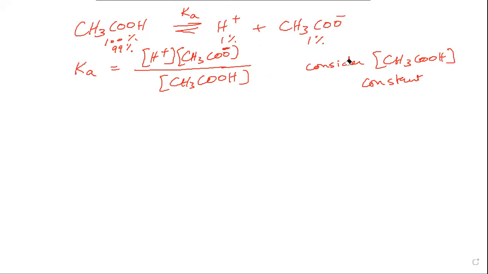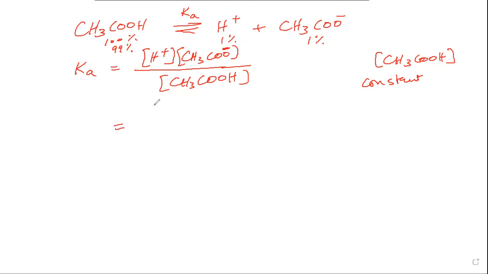Okay. Yes, it's considered to be constant. The concentration of hydrogen and ethanoate ion is considered to be constant. Yes, this is an approach. But here, as we said, the hydrogen ions and ethanoate ions are equal in concentration.